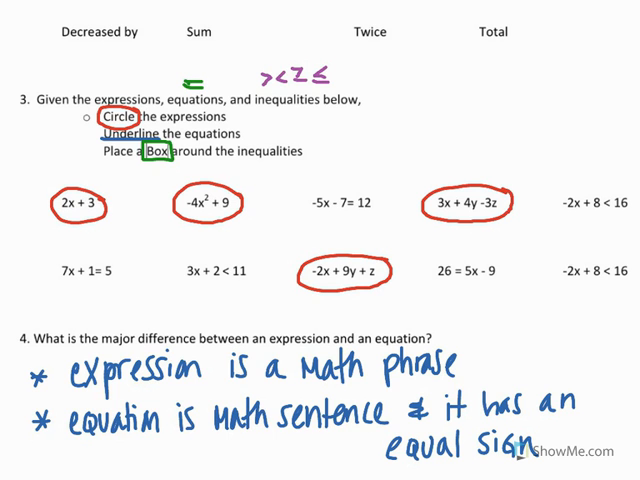Okay, so an expression can be simplified while an equation is solved. Right? When we solve an equation, we get an actual answer, whereas an expression, we get some x's and y's just in simplest form.